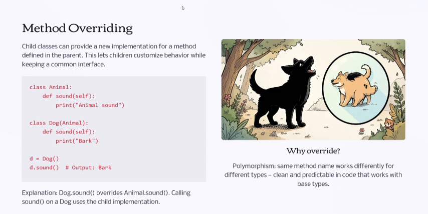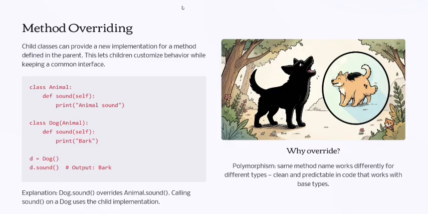Why do we need method overriding? Inheritance allows a child class to use parent methods, but sometimes the child class needs a different behavior. Instead of creating a completely new method, we can override the existing method.